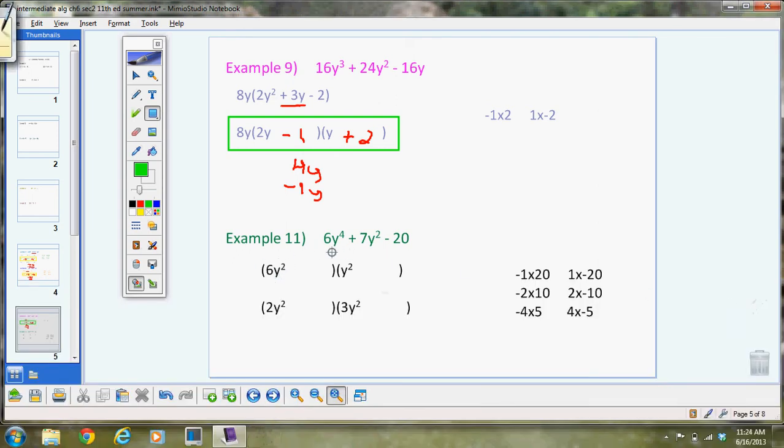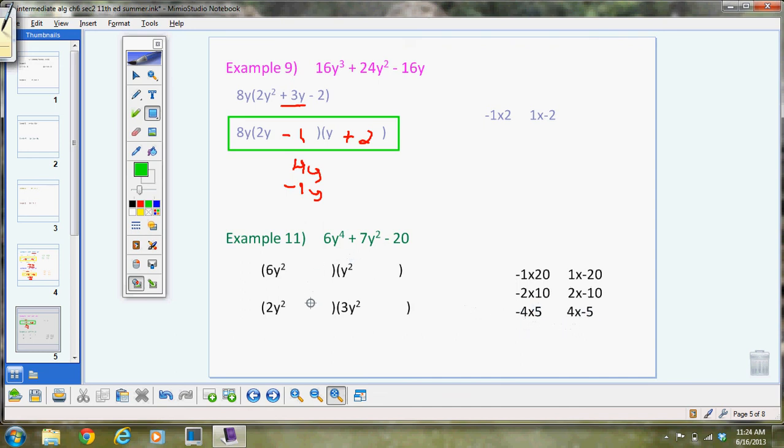There are two ways to get 6y to the 4th. You can do 6y squared times 1y squared, or you can do 2y squared times 3y squared. If you go over here, there are several ways to get a negative 20. You can do negative 1 times positive 20, or 1 times negative 20. You can do negative 2 times 10, or 2 times negative 10. Negative 4 times 5, or 4 times negative 5.